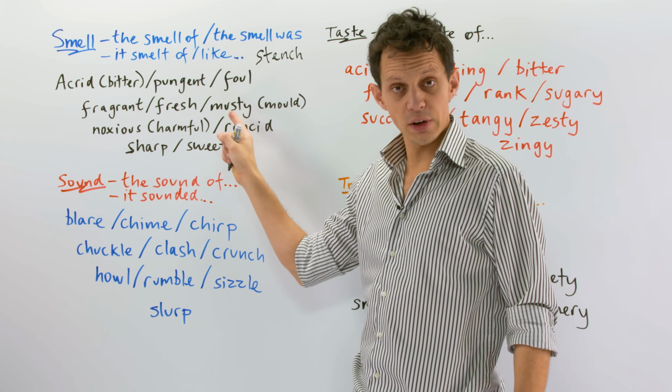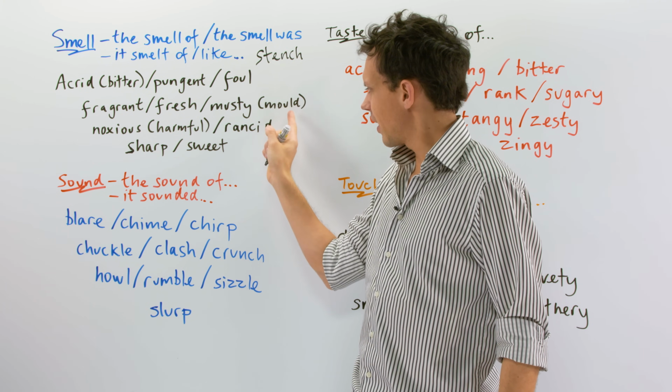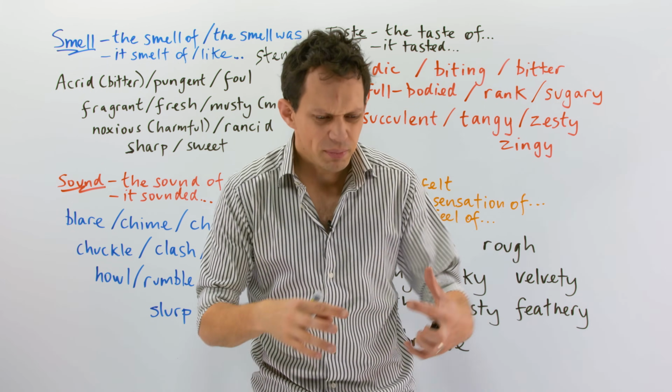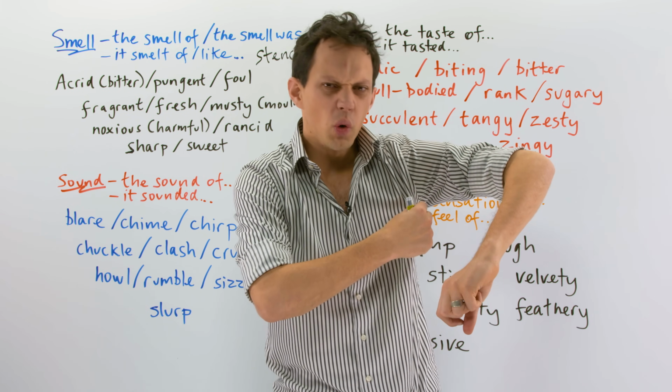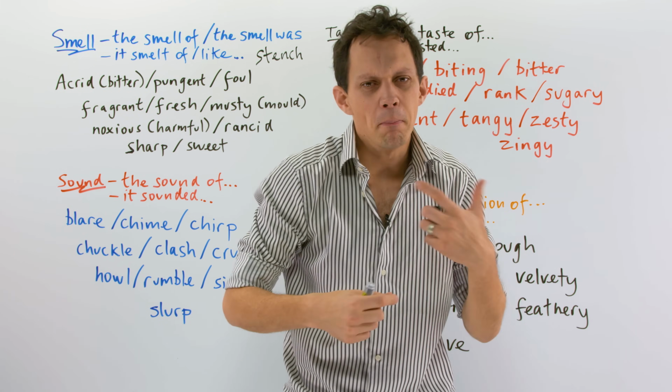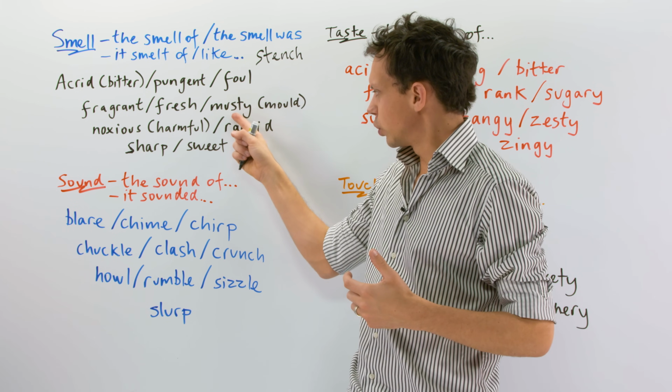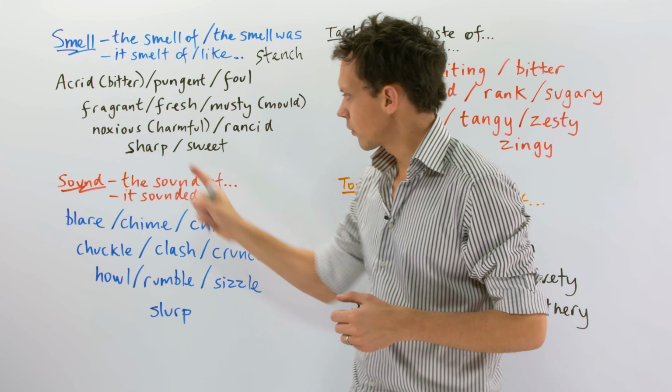Musty, quite the opposite with musty. This is to do with mold. So something that's been lying in a cupboard for a very long time. Maybe it's got holes in because it's been eaten by moths. Yes, a very old, musty smell.